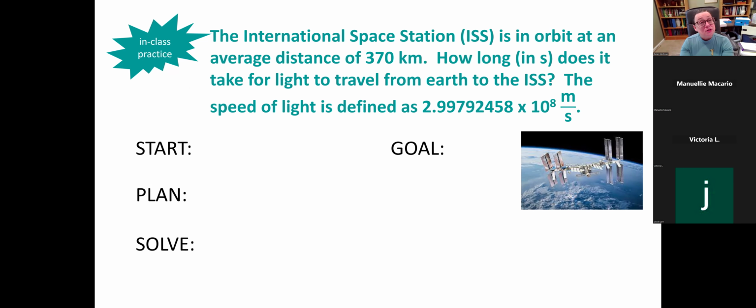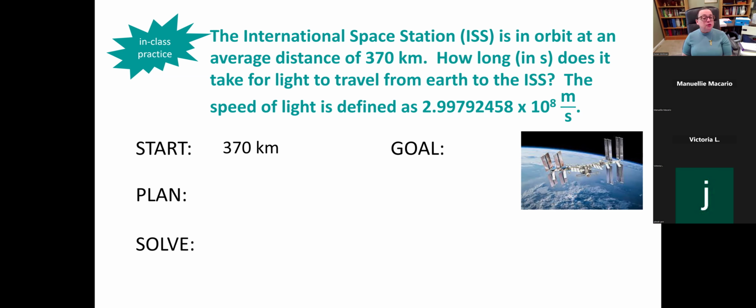2.9979248 times 10 to the 8th meters. That's equivalent to 1 second. So it goes really far in 1 second, right? But that's a conversion factor. It's a conversion factor between meters and seconds, right? So we could write that as a math sentence: 2.9979248 times 10 to the 8th meters equals 1 second. That speed of light is a conversion factor, not our start, not our goal. It's maybe something that we're going to use in our plan to get us from meters to seconds or seconds to meters, depending on which direction we're going in. All right, so let's write that out.